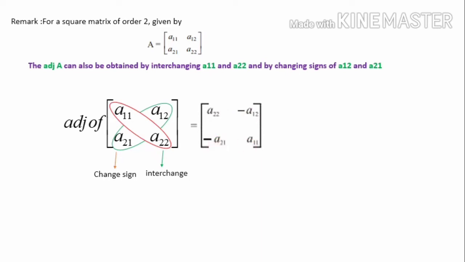When you look at the answer, you can see the first diagonal is interchanged. Means A11, A22 was here, and when it is interchanged it becomes A22 and A11. In the next step we have changed the signs of the second diagonal, that is A12 and A21. Here both the signs are positive. When it comes here in the adjoint, the sign is changed and it becomes negative, that is minus A12 and minus A21.